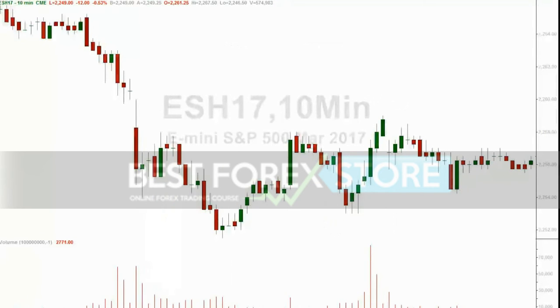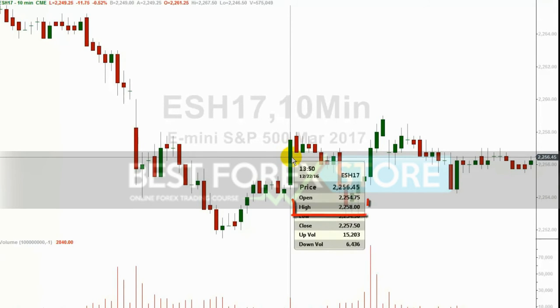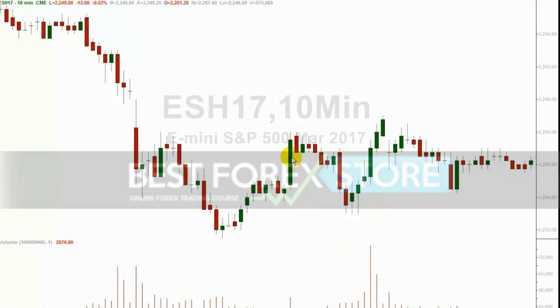Let's take a look at an ES chart and just go over a couple of different candlesticks and point out the different price points and what they represent, and that should give you a pretty good idea of what we're looking at going forward. We'll take a look at this large green candle in the middle of the screen, and you can see here that the high of that candle comes in at 22.58. That represents the high of the candle and also is the high of the wick.